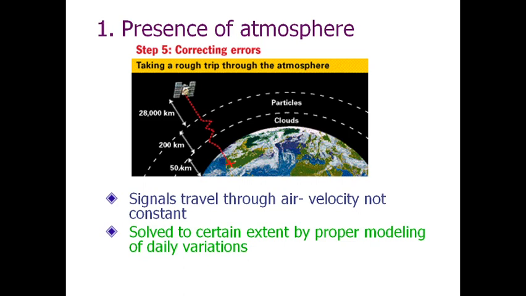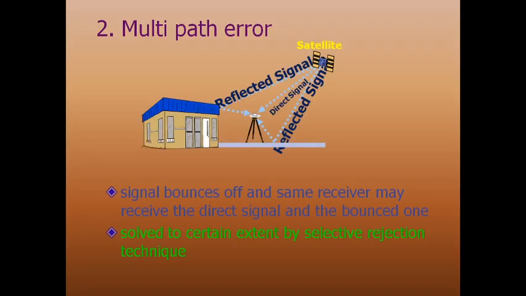The second error is multipath error. Here, a receiver which is placed on the ground may receive different signals from the satellite. For example, it may receive a direct signal from the satellite. It is also possible that the receiver may receive reflected signals from other establishments on the ground. Some buildings, some antennas, some tall establishments, etc.